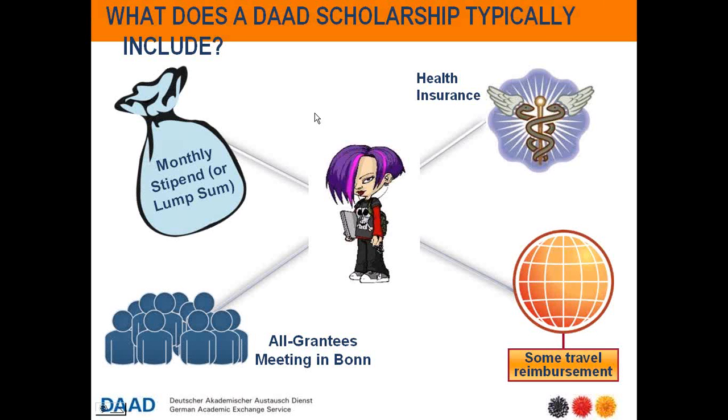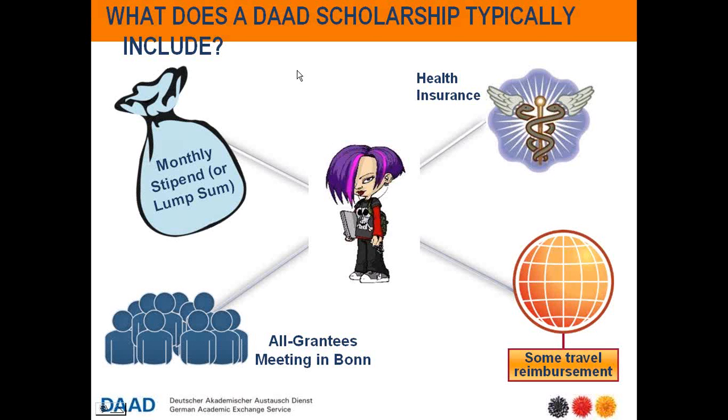Now the DAAD scholarships for undergraduates usually include a monthly stipend for our undergraduate program. It's about 650 euros a month, and that changes as you get older and you're at a different level as a student. Usually the amount is considered generous for our grantees. Some of them have actually managed to save money and travel with the extra amount.